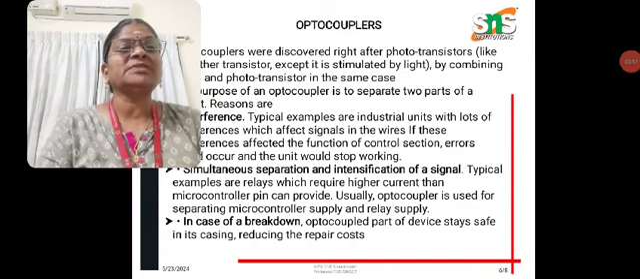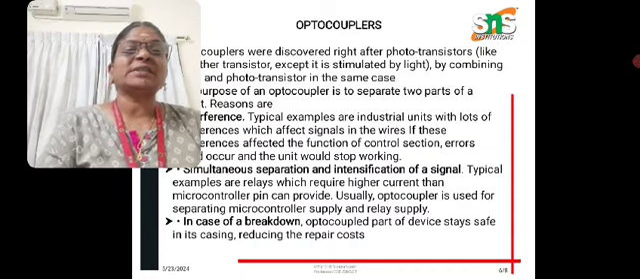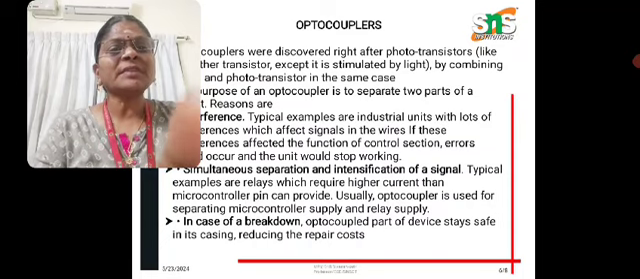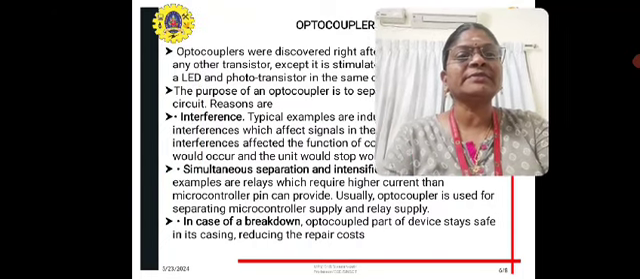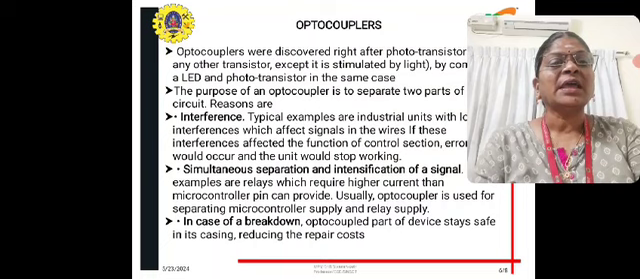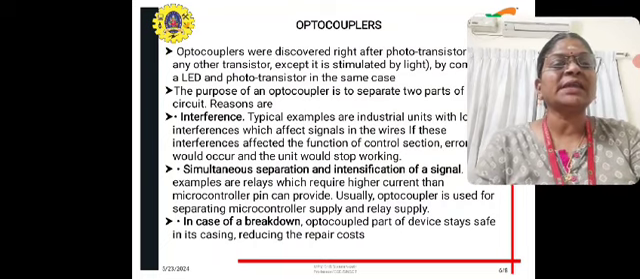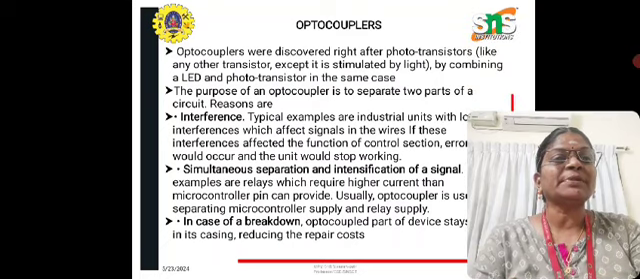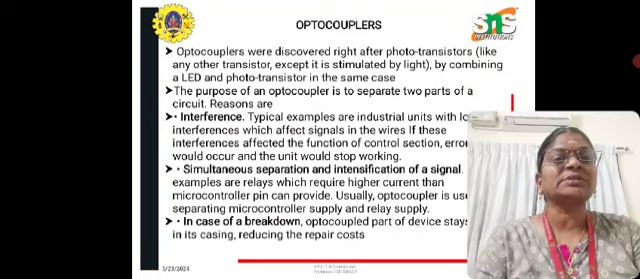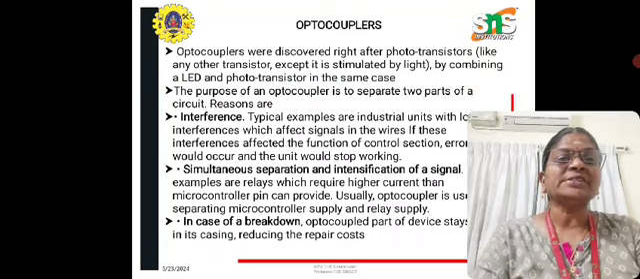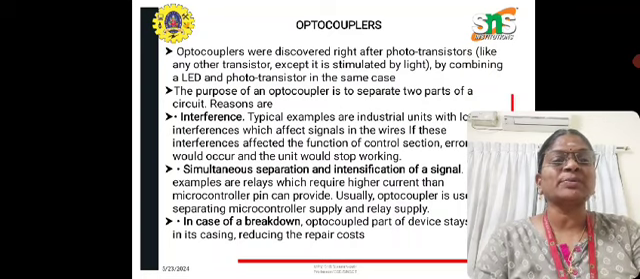Optocouplers were discovered right after phototransistors. An optocoupler is like any other transistor except it is stimulated by light, by connecting an LED and a phototransistor in the same case. The purpose of an optocoupler is to separate two parts of a circuit. There are many reasons for this. Let us discuss each.